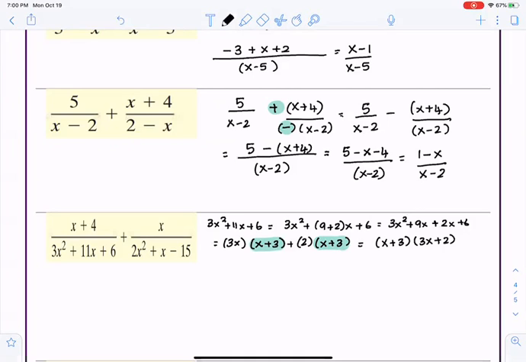Now, the next denominator is 2x squared plus x minus 15. Sorry, I need to come up with two numbers so that when I add, I get 1. When I multiply, I get 30. So the two numbers are 6 and negative 5. So 6 minus 5 is 1. 6 times negative 5 is negative 30.